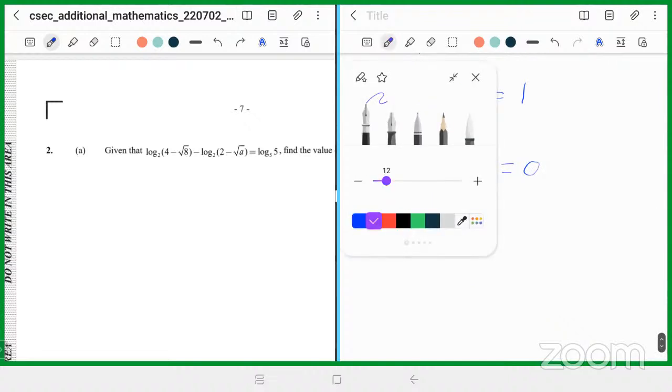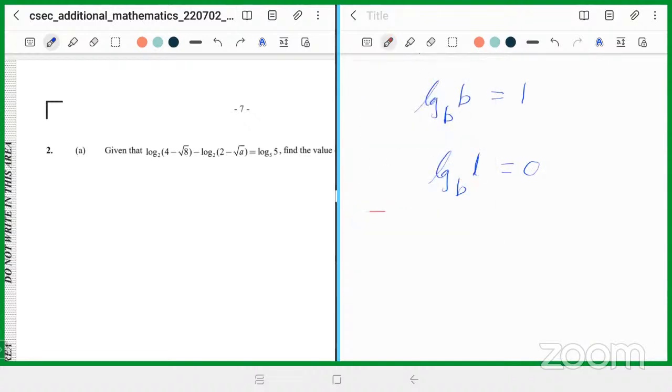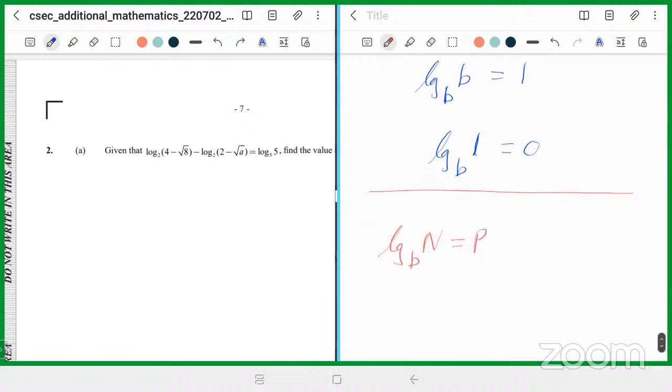The foundation of logs. All right, what is the relationship between logs and indices? And this is it. The log of a number to a base is actually equal to a power. What power? It is equal to the power to which the base must be raised. This base has to be raised to this power p to be equal to this number. So this number is equal to the base raised to the power p. This is the relationship between logs and indices.